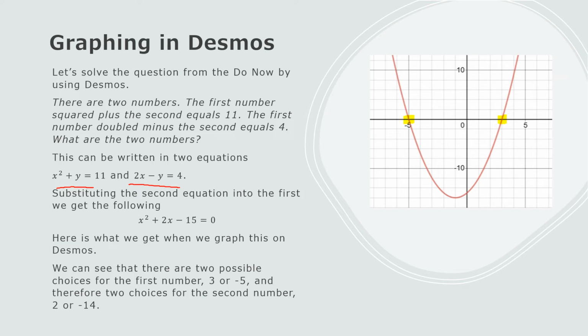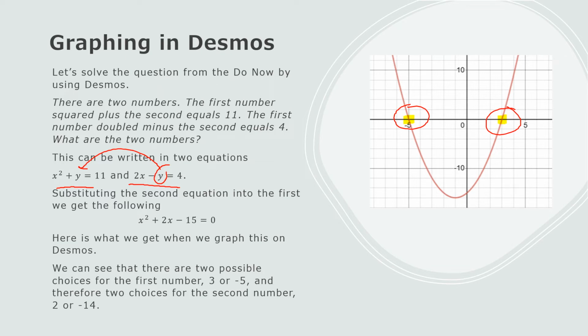Let's resolve the second equation for y, and then plug that into the first equation. When we do that, we get x squared plus 2x minus 15 equals 0. That is a quadratic we can solve. So we graph it, and on Desmos you can see it crosses at two places, at +3 and -5. So there's two possible values for the first number.